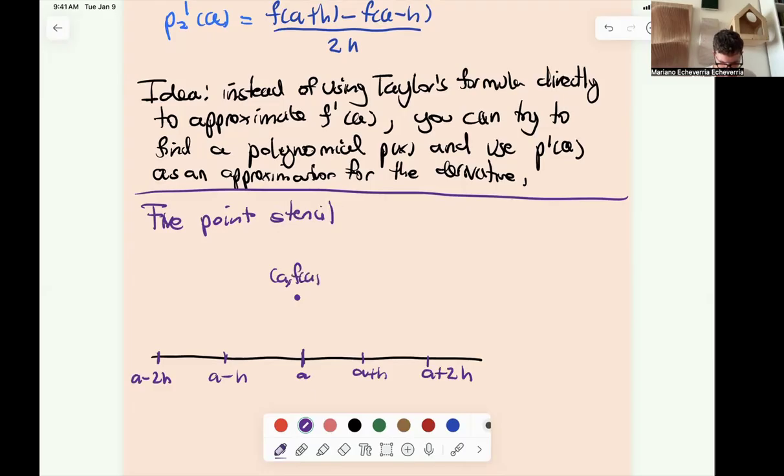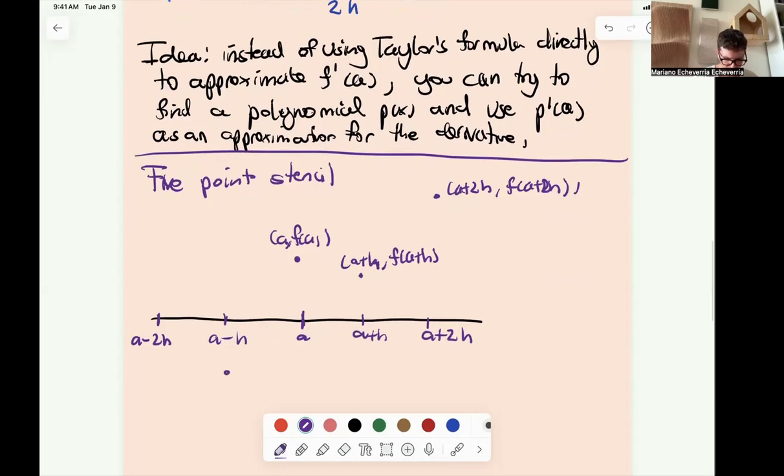Which are a, f of a; a plus h, f of a plus h; then you have here a plus 2h, f of a plus 2h. Of course, it is a longer calculation. I'm just showing you what you could do. So let's say here's a minus h, f of a minus h, and then a minus 2h, f of a minus 2h. Okay, so you have 5 points and you could try.